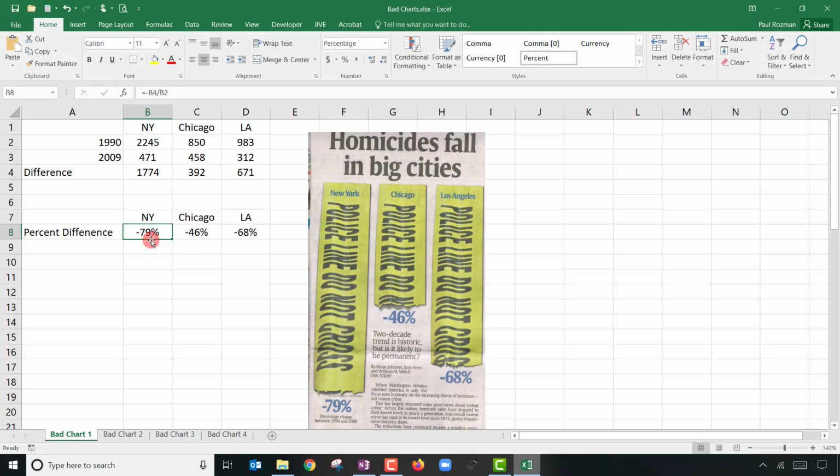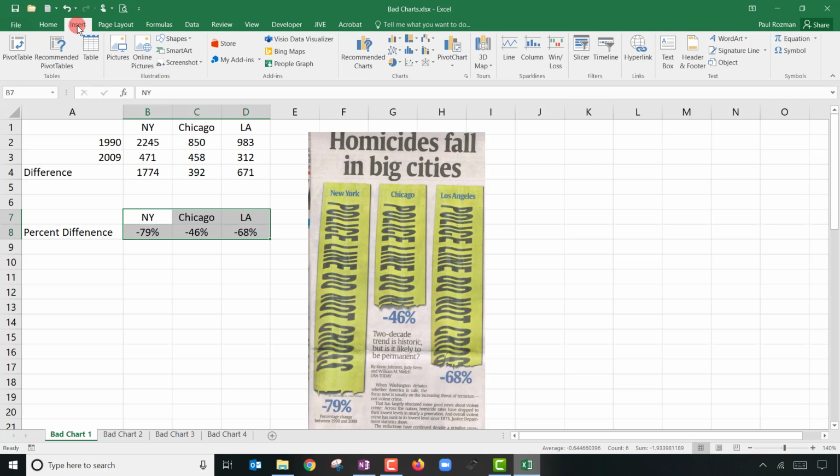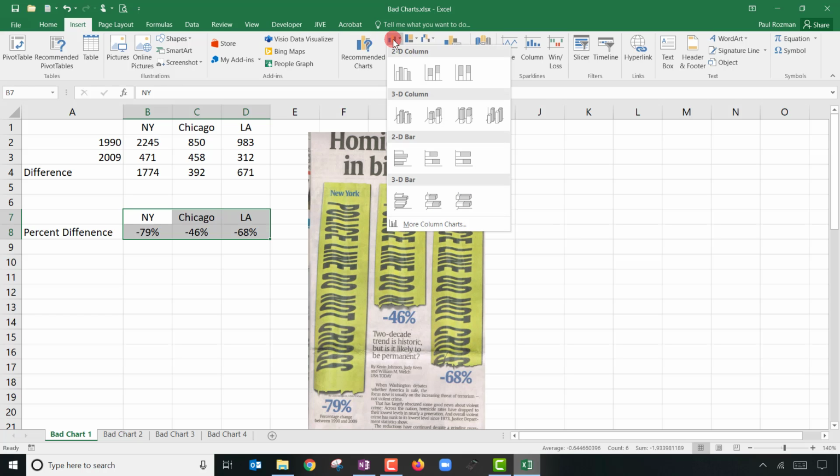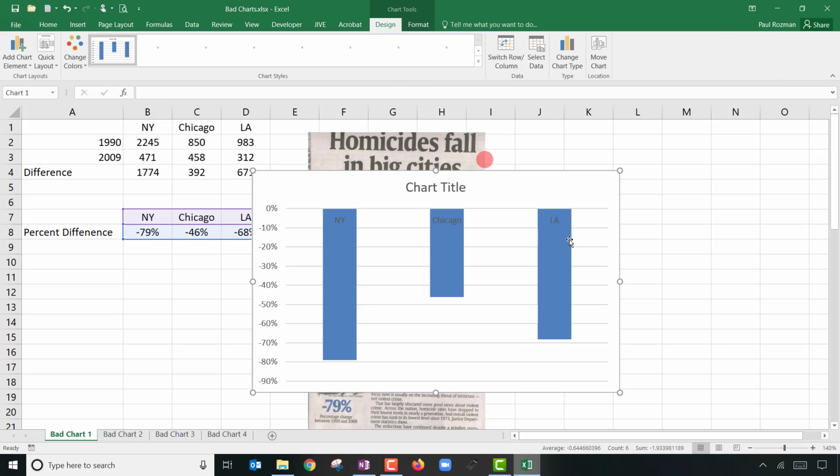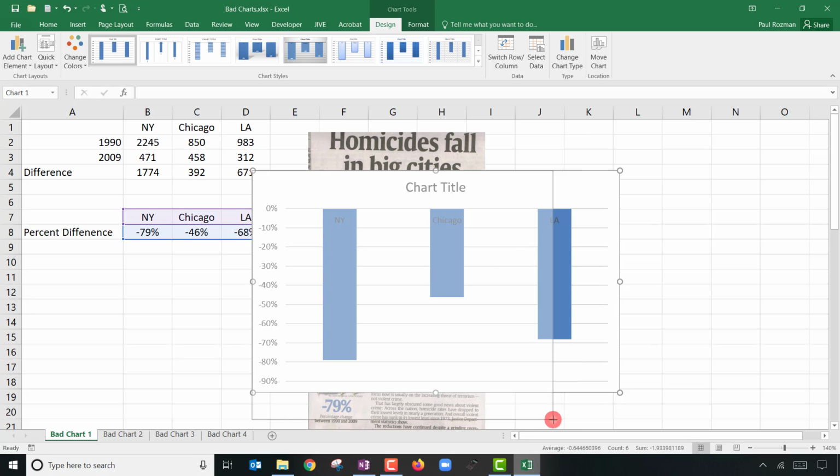79% drop. Chicago, their numbers, LA, their numbers. So these numbers are correct if you believe the data. So I wanted to plot this to see if the data is actually to scale. I highlighted the data, I'm just going to make your regular bar chart, and I'm going to see if I can get it to match up to theirs.